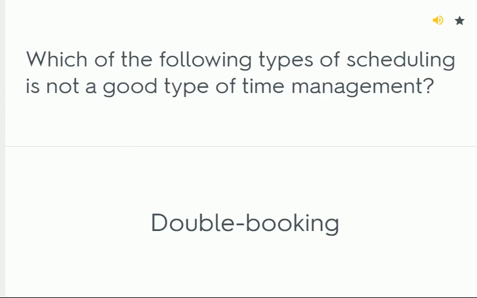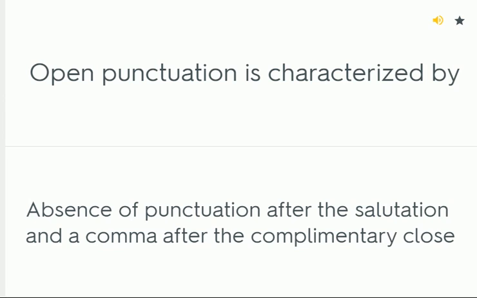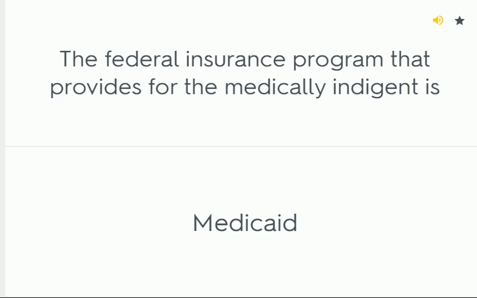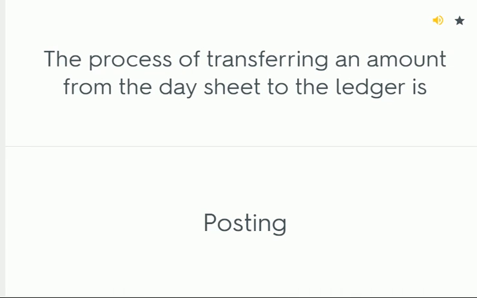Which of the following types of scheduling is not a good type of time management? Double booking. What piece of mail should be placed on top when sorting the physician's mail? Envelope marked personal. Open punctuation is characterized by absence of punctuation after the salutation and after the complimentary close. The federal insurance program that provides for the medically indigent is Medicaid. The process of transferring an amount from the day sheet to the ledger is posting.